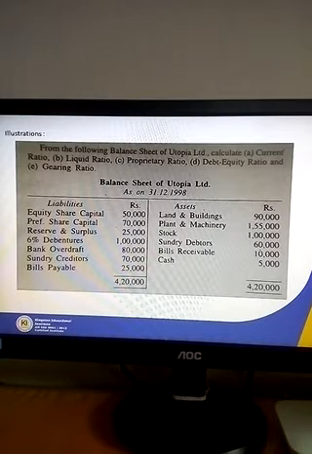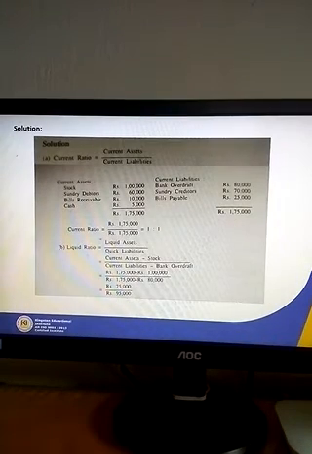So balance sheet is given. Liabilities side, there is equity capital, preference capital, reserve and surplus, 6% debenture, bank overdraft, sundry creditors, bills payable. And in the asset side, there are land and buildings, plant and machinery, stock, sundry debtors, bills receivable, cash. So you have to find out current ratio, liquid ratio, proprietary ratio, debt equity ratio and gearing ratio. So at first, go to the solution.